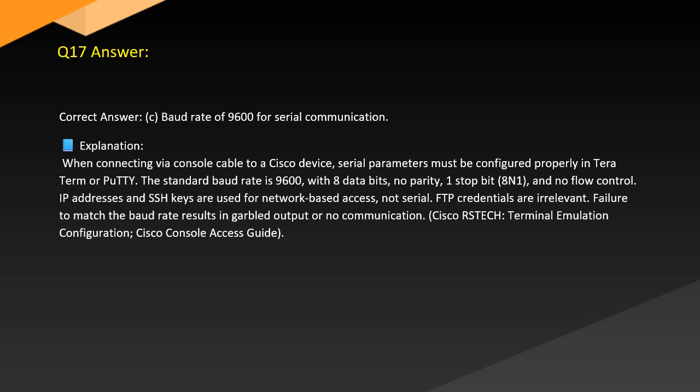Answer. Correct answer: C. Baud rate of 9600 for serial communication. Blue Book explanation: when connecting via console cable to a Cisco device, serial parameters must be configured properly in Tera Term or PuTTY. The standard baud rate is 9600 with 8 data bits, no parity, 1 stop bit, and no flow control. IP addresses and SSH keys are used for network-based access, not serial. FTP credentials are irrelevant. Failure to match the baud rate results in garbled output or no communication. Cisco RSTECH, terminal emulation configuration. Cisco Console Access Guide.